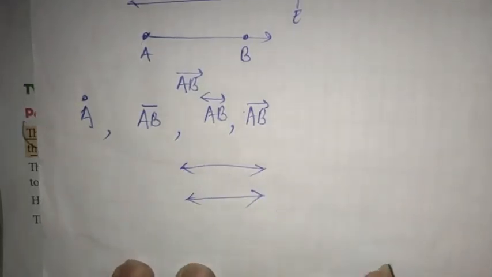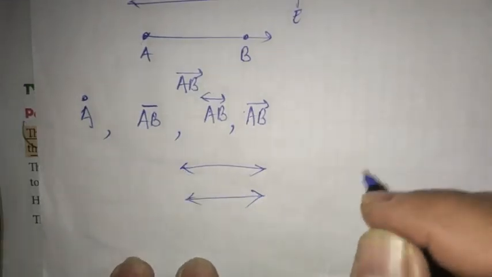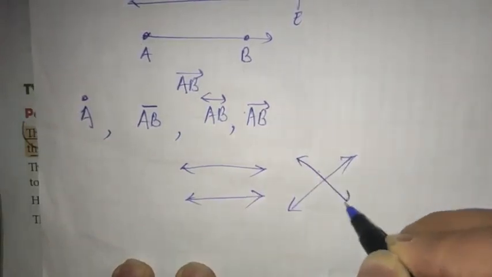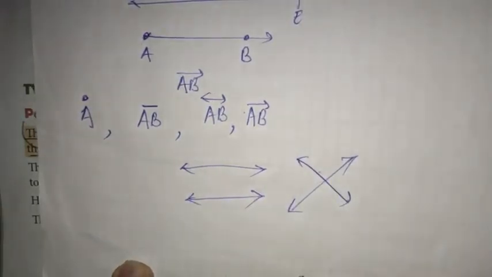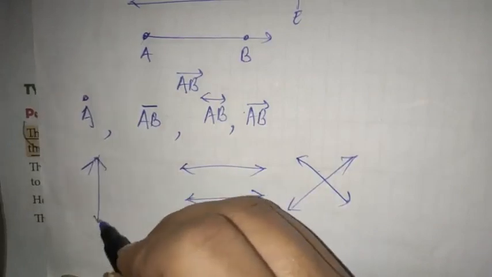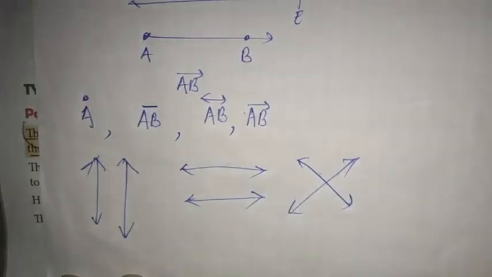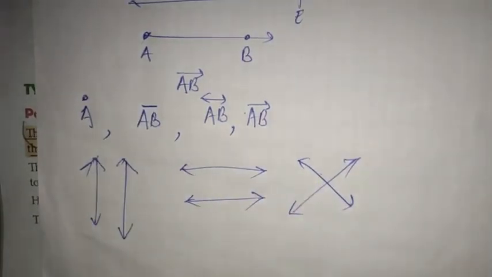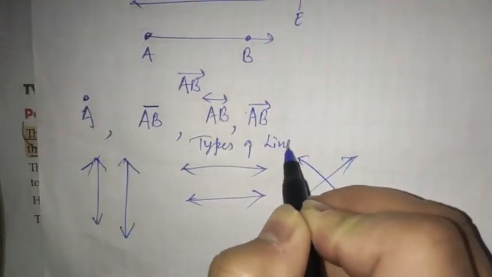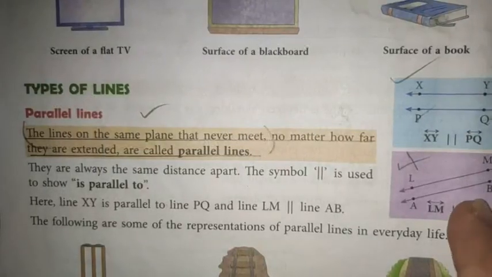Both sides there will be an arrow mark, and sometimes there are two slanting lines. If sometimes you have lines like this, then they also have got their names. So this comes under types of lines only, but they have their own names. So let's discuss each and every one by one.